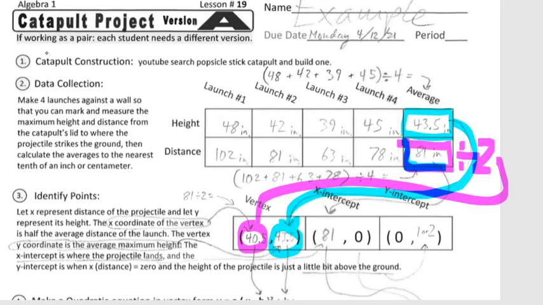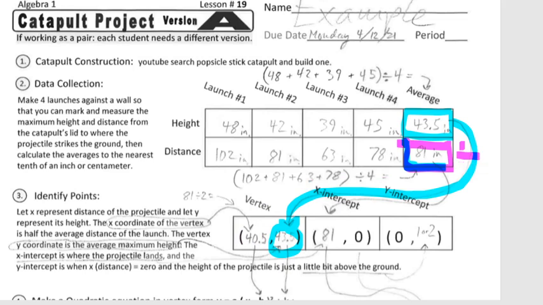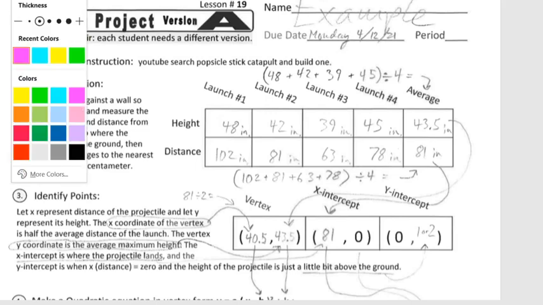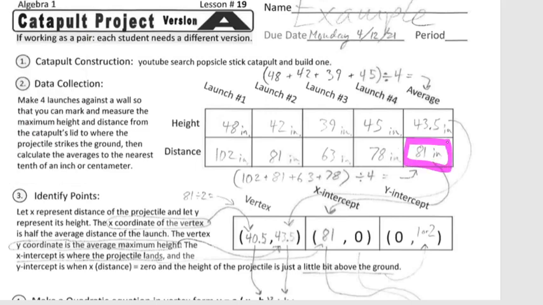The x-intercept is going to be where the projectile lands. So the distance is going to be the full distance. That's our x coordinate. Our y coordinate is going to be when it hits the ground. So your y coordinate is already filled in for you at 0.